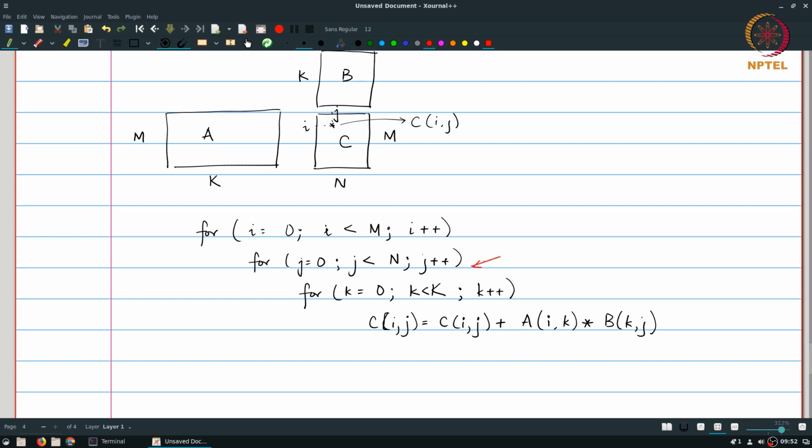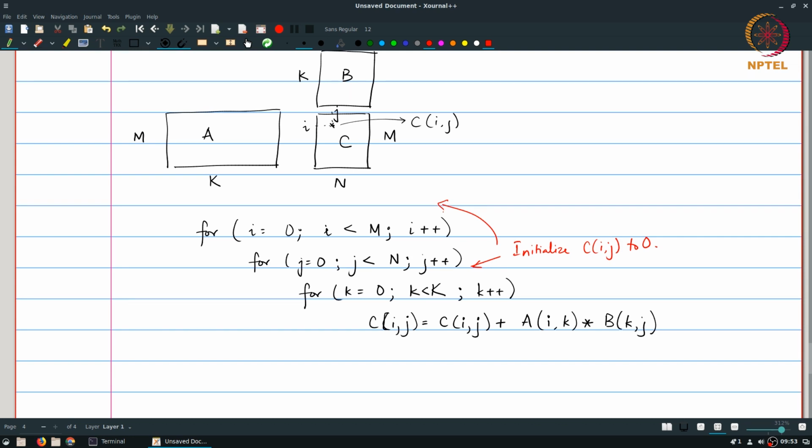Notice that I also need to initialize C[i][j] to 0. I could either do that here or outside the loop over here. I'm leaving that out because part of what I'm going to be doing is demonstrating how the loops can be modified in their order or in their structure. So I don't want to worry about how the initialization is done.